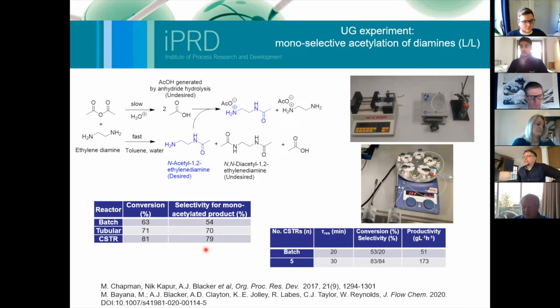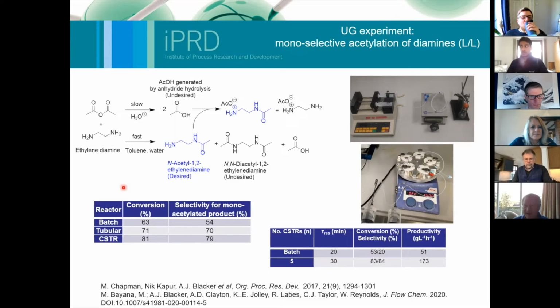And what the students can do, they can change the variables, so they can change the residence time, they can change the ratio of the acetic anhydride or the diamine, they can change the temperature, they can change the pH, the solvents, and so you can imagine there's lots of variables which they can test and see what the effect on the selectivity in the reaction is. So it's a really good example to be able to introduce all the things it can do.